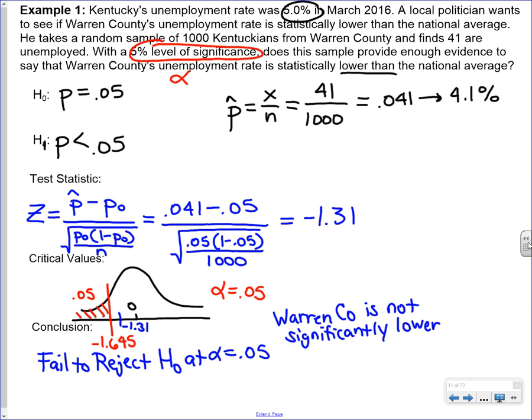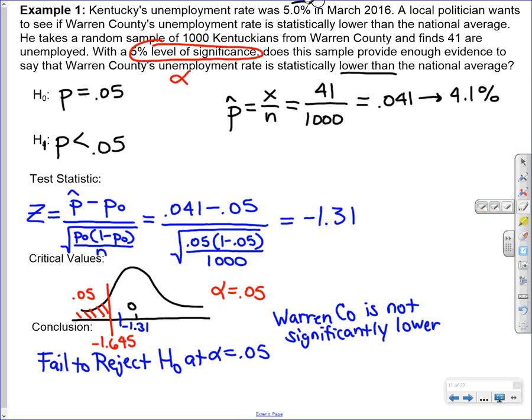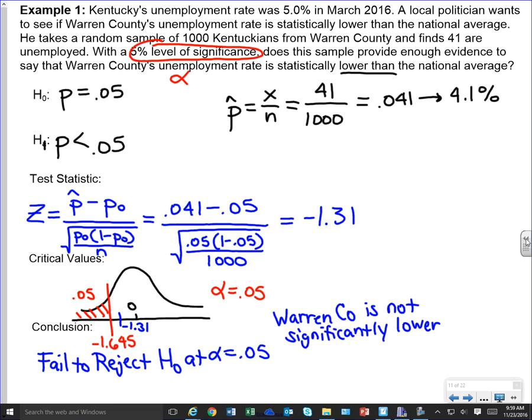So we're comparing this to Kentucky's unemployment rate, right? It says this was back in March, was 5% in March 2016. So we're going to say p is equal to 0.05. Now we're trying to see if Warren County's unemployment is better, okay? And in this case, better would be lower than, okay? So we're going to do p less than 0.05.